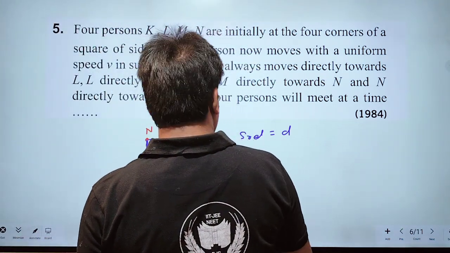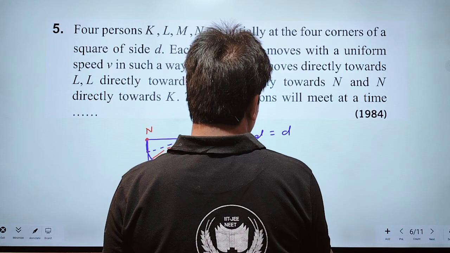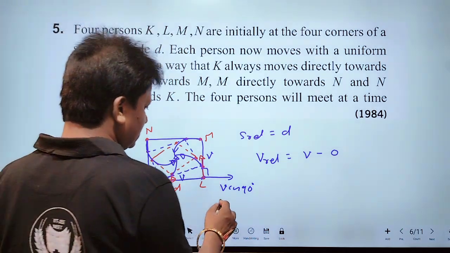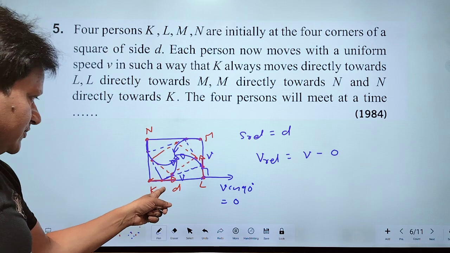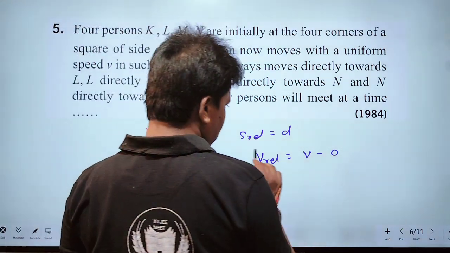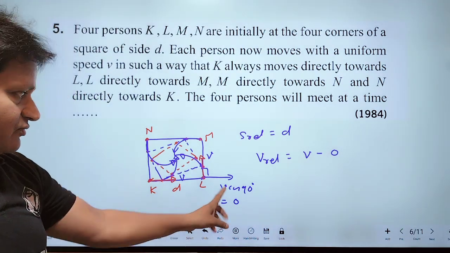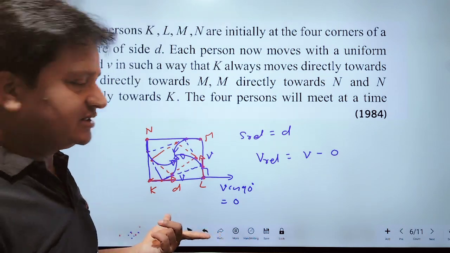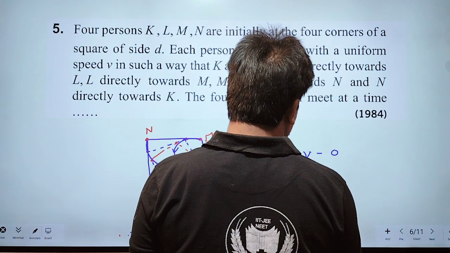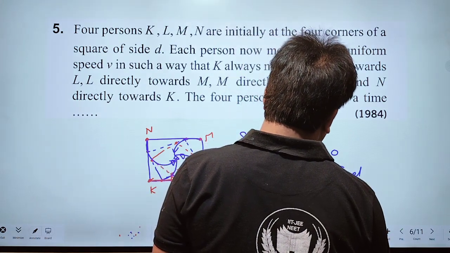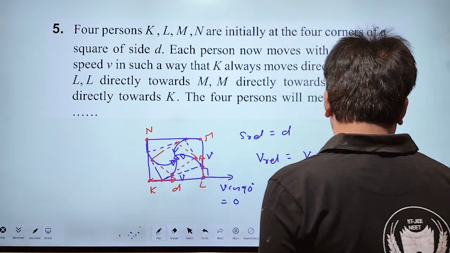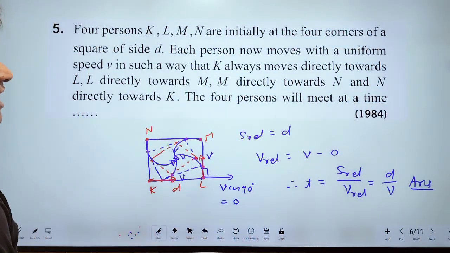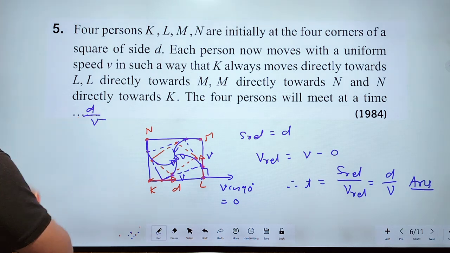Therefore, relative velocity should be equal to v minus 0. In this direction the velocity is 0, and in this direction the velocity is v. Therefore, relative velocity will be the difference of these two quantities. Okay? All measurements are taken along the displacement. Therefore, time taken should be equal to S relative upon V relative, D upon V. This is the answer. Therefore, time taken will be D upon V.